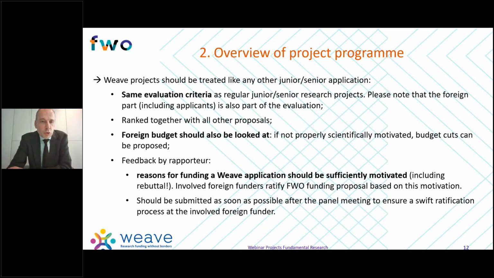So these WEAVE projects should be treated like any other of the junior and senior applications at FWO for those files that you will find in your panel. So we use the same evaluation criteria as for our projects, and please note that the foreign part, including the applicants, is also part of the evaluation because it's an entire project. So the Flemish and the non-Flemish research is taken together. They will also be ranked together with all the other proposals. The foreign budget should also be looked at, and if it is not properly scientifically motivated, budget cuts can be proposed here too, just as is the case with the FWO funding.